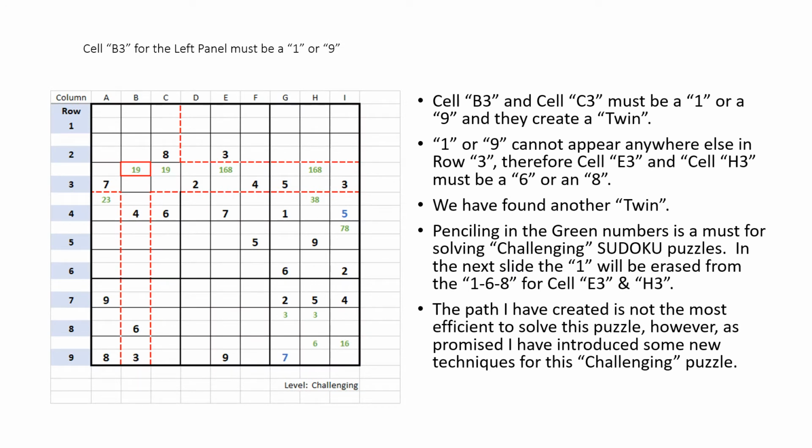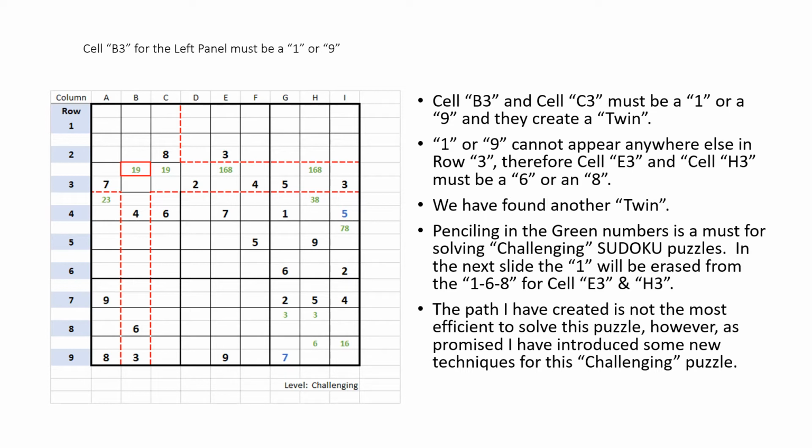Cell B3 and cell C3 must be a 1 or a 9, and they create a twin. 1 or 9 cannot appear anywhere else in row 3, and therefore cell E3 and cell H3 must be a 6 or an 8. We have found another twin. Penciling in the green numbers is a must for solving challenging Sudoku puzzles. In the next slide, the 1 will be erased from the 168 for cell E3 and H3.